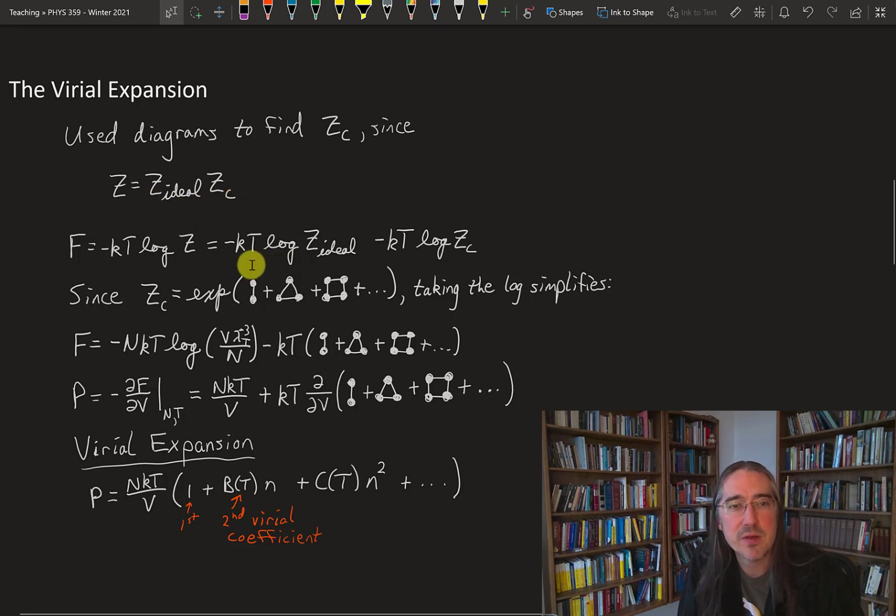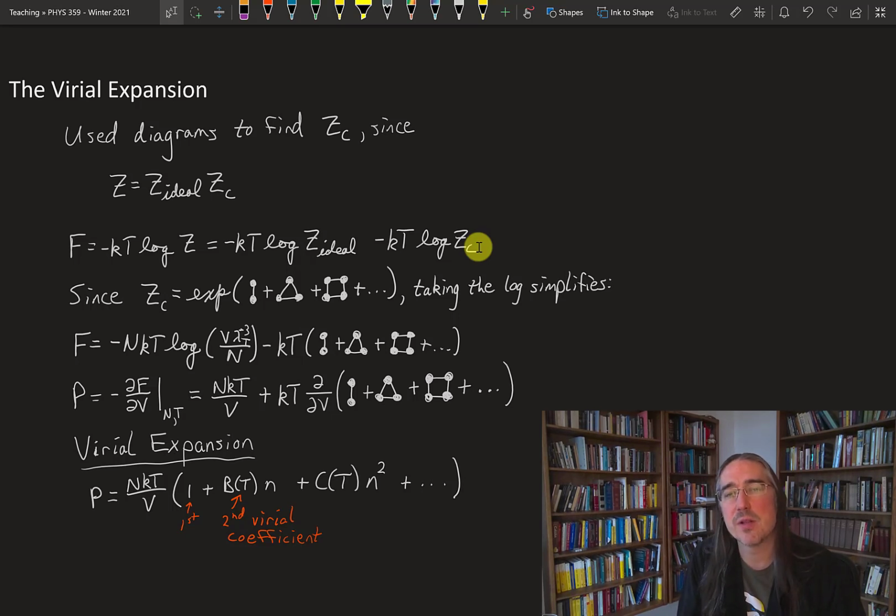two terms. First term is just minus kT log of the ideal gas partition function. This is going to contain all the stuff that we sort of already knew. And now the second term, the difference between the real gas and the ideal gas, is this minus kT times the log of Z sub C. Okay. So our configuration function controls all the interaction parts.